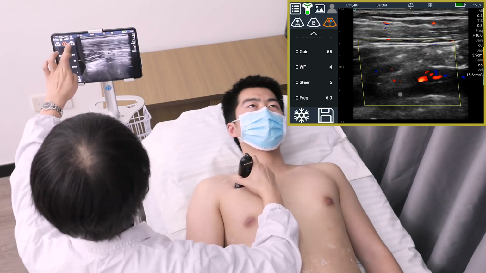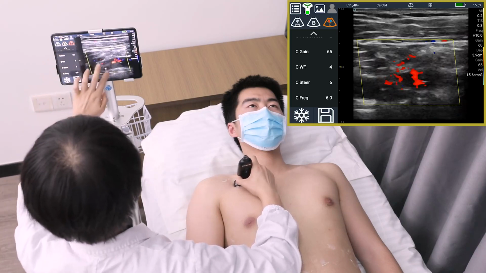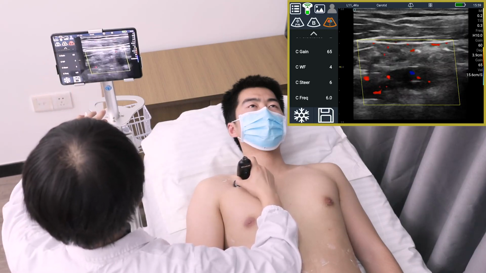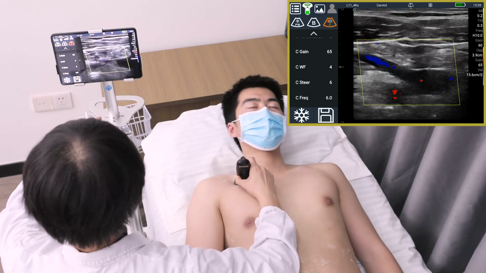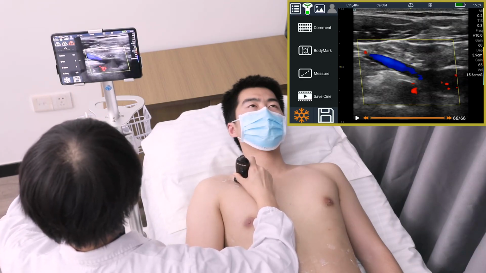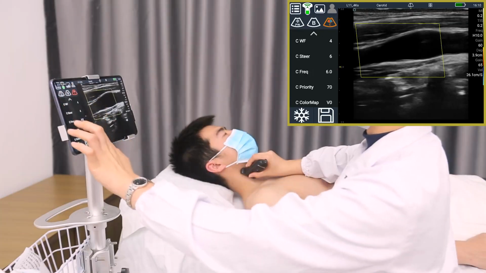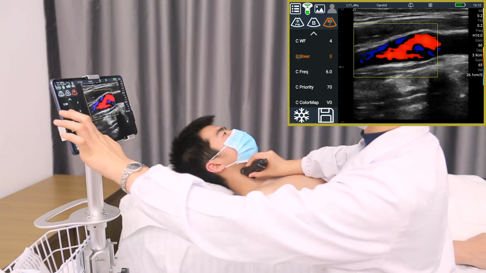Clinically, when positioning the central venous catheter, it is necessary to find the internal jugular vein, subclavian vein, etc., under ultrasound guidance, so as to greatly improve the success rate of catheterization, reduce clinical risks, and relieve patient suffering.